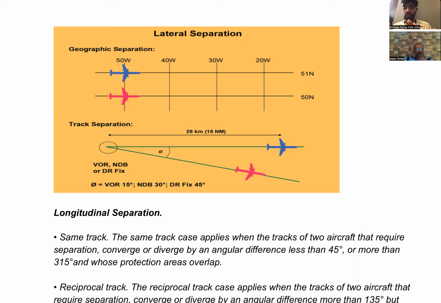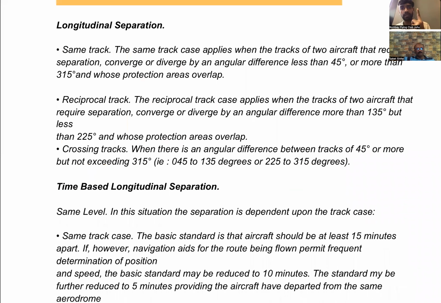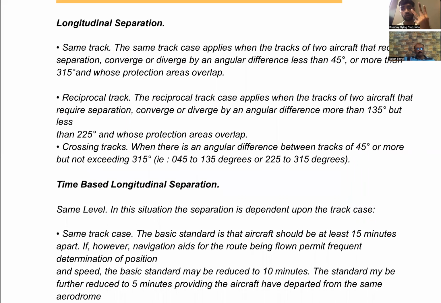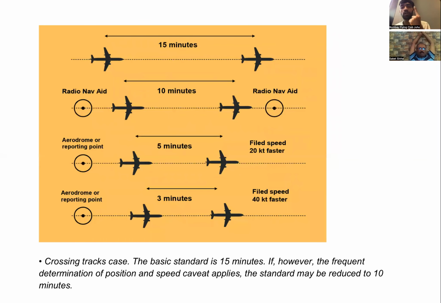Longitudinal separation, time based, can be of three types: same track, reciprocal track, and crossing track. Same track traffic separation standard is 15 minutes, reduced to 10 minutes if frequent determination of position and time is shared with the ATC. It can be reduced to 5 minutes if the preceding aircraft is 20 knots faster, and to 3 minutes if the preceding aircraft is 40 knots faster. Right?